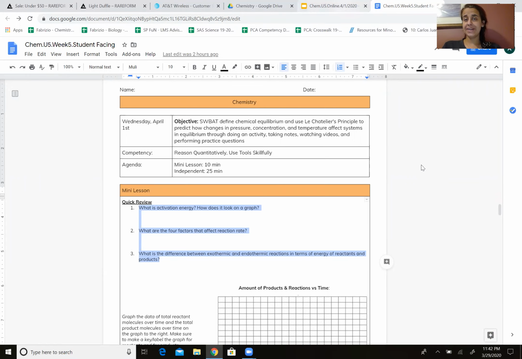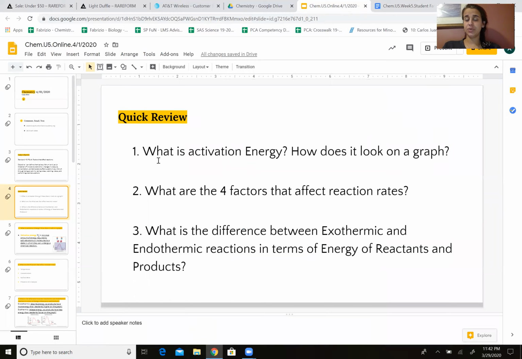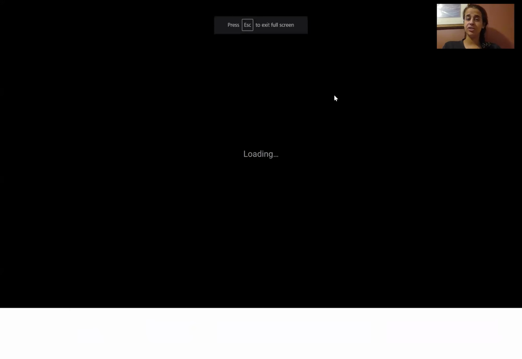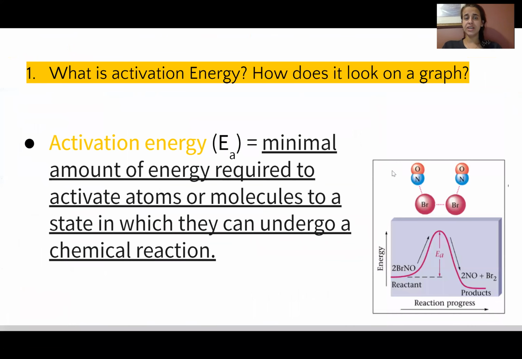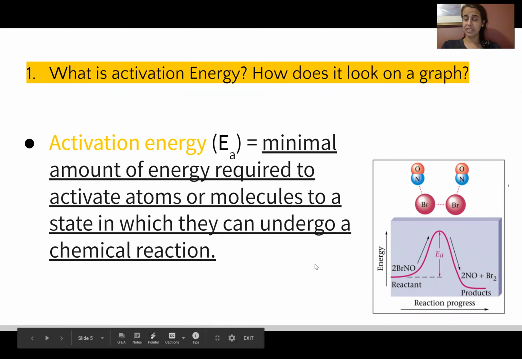Okay, welcome back. So by now you should have completed questions 1, 2, 3 on page 7 that are just quick review questions. So first one up is, what is activation energy? How does it look like on a graph? So activation energy is that minimum amount of energy in order to start a reaction, right? So hopefully you guys were able to get this down. So activation energy looks like this. It's that little bump that we see on a graph. So the little hill that we have to get over in order to get from the energy of our reactants to the energy of our products.